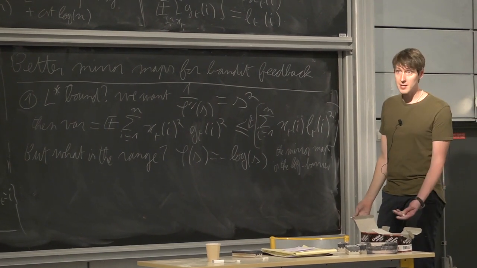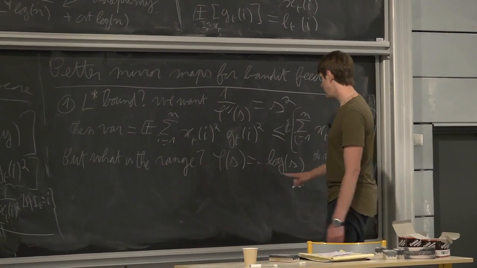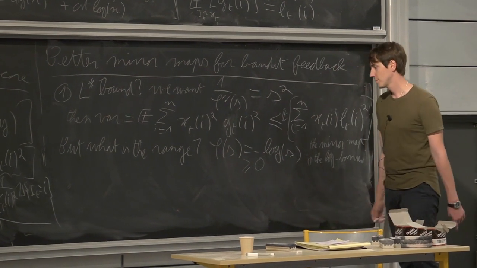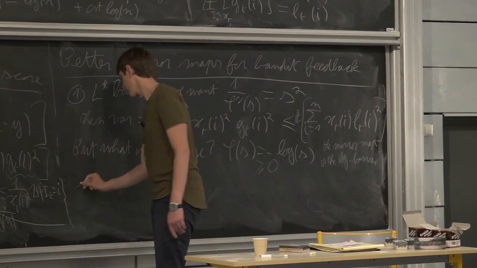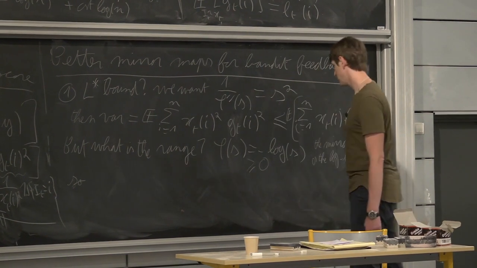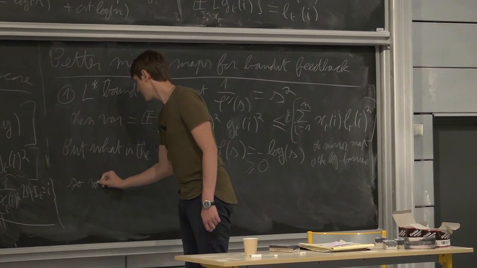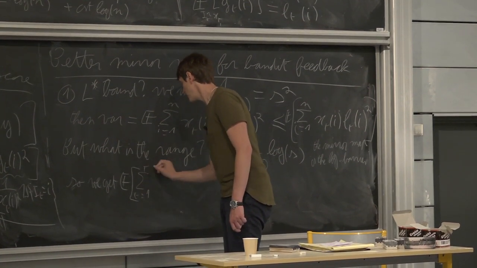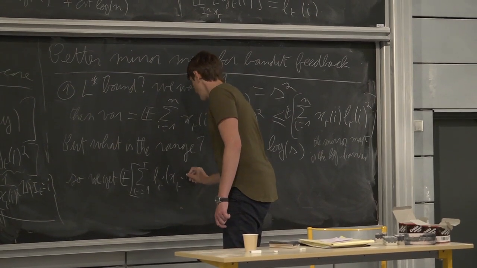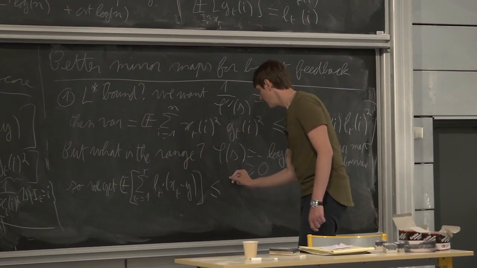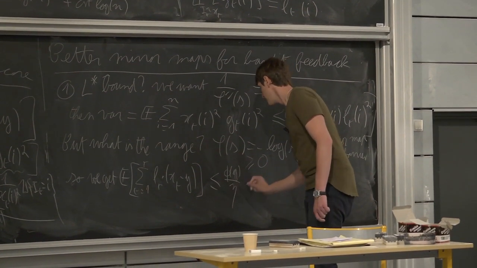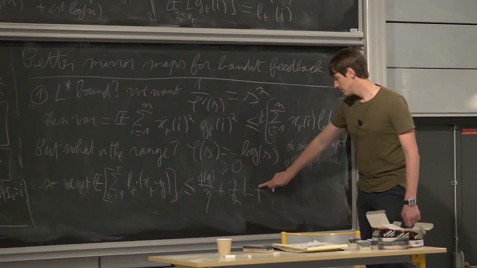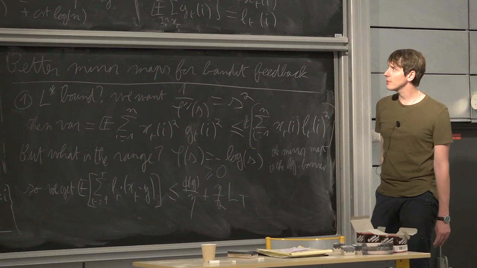So there is a problem because the range is now going to be infinite. Okay, so phi of s is this thing which is non-negative. So we get that the expectation of the sum for t equals 1 to capital T, Lt dot xt minus y, is bounded by phi of y over eta plus eta over 2 Lt. Right, this is like we apply directly our general theorem.